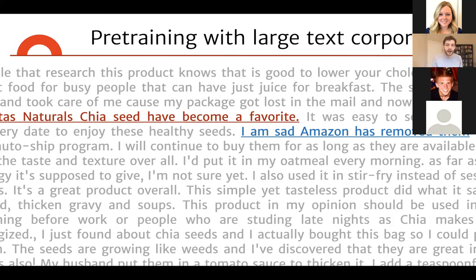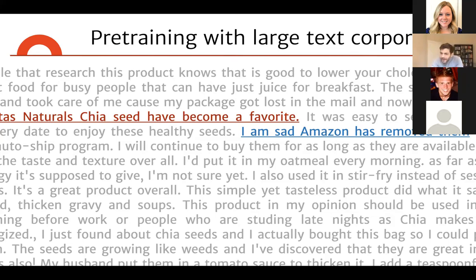That even relatively complicated things, like the fact that something becoming a favorite is good, but also being sad that it's gone away is a positive feature for the product. And so we can learn good and relatively complicated relationships among sentences and among other things like star ratings that get expressed in text.